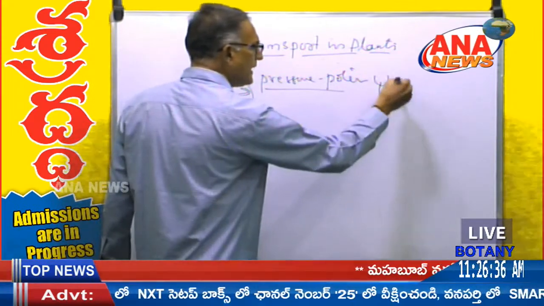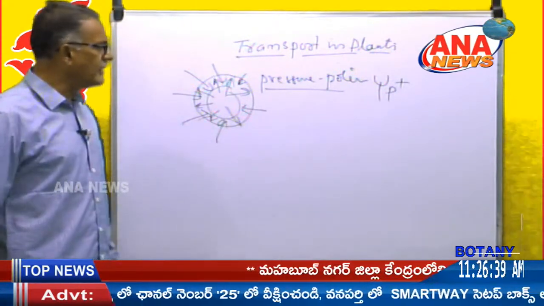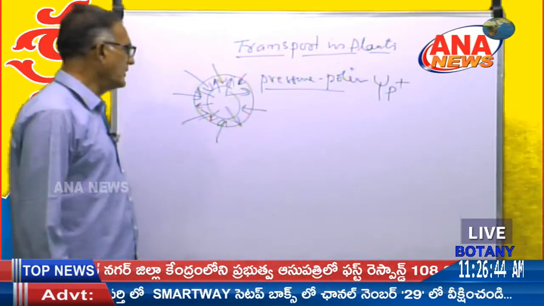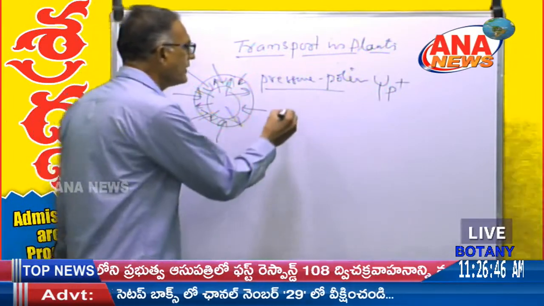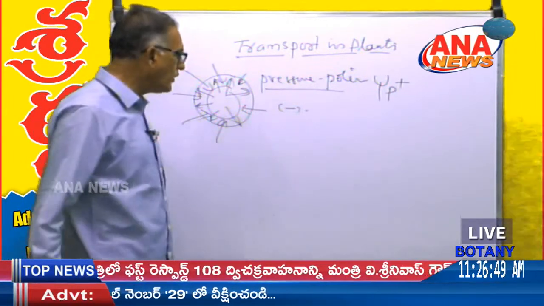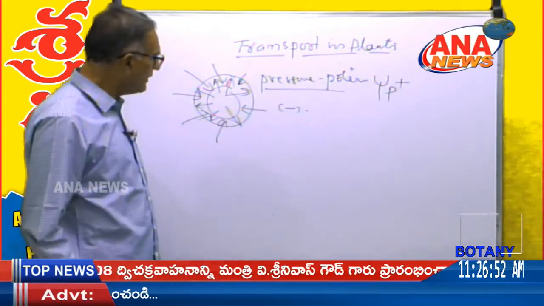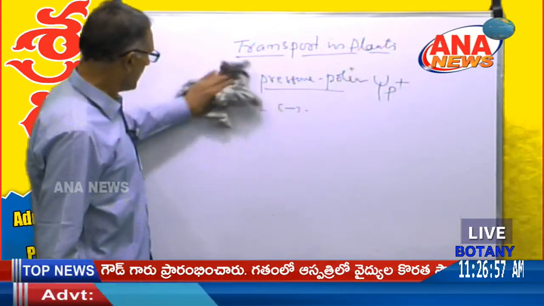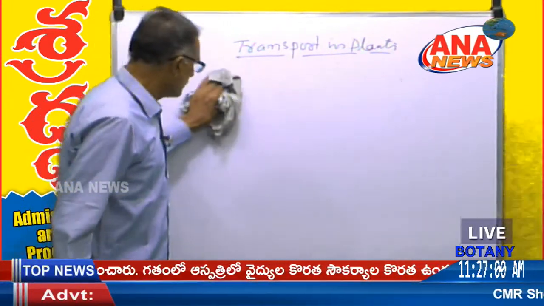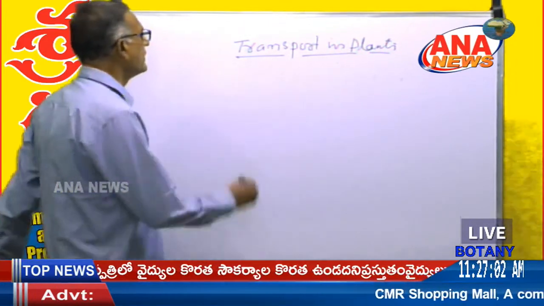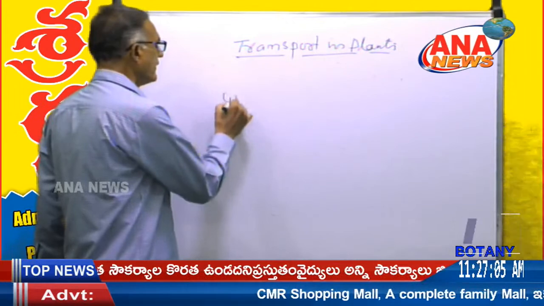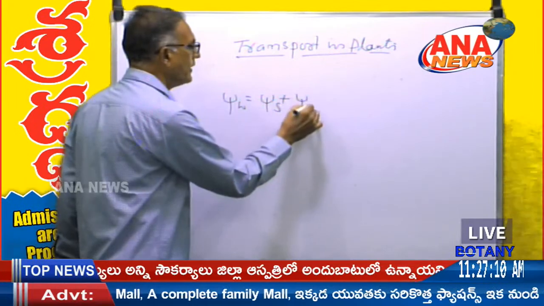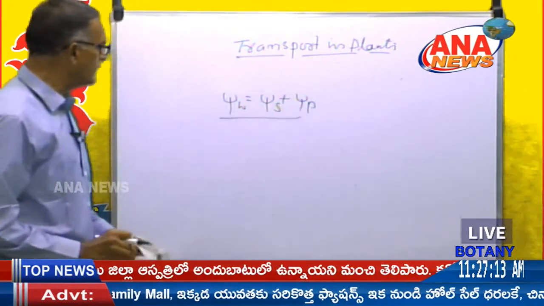Psi P, the pressure potential, is usually positive, whereas in the xylem water column of plants it is negative. Because of that, water moves upward through the xylem. In a system, psi W is always equal to the solute potential plus the pressure potential. These are the things we discussed yesterday.